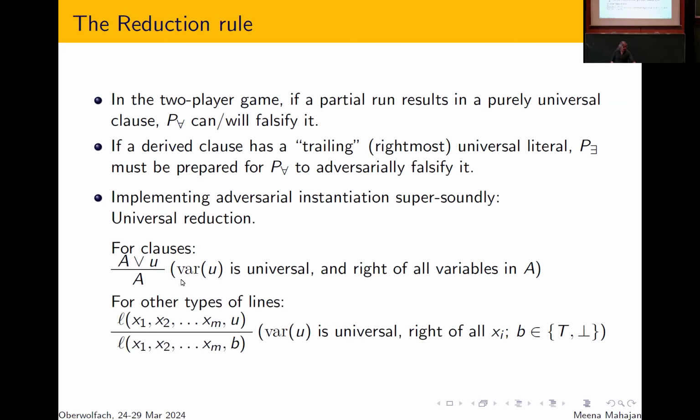But even in a non-clausal system, for instance, it could be cutting planes or something like that, if I have any line in which U is a rightmost variable appearing in that line, then I could derive the line corresponding to U equals 0, and I can derive the line corresponding to U equals 1. Any instantiation of U is fine. So this is the reduction rule.